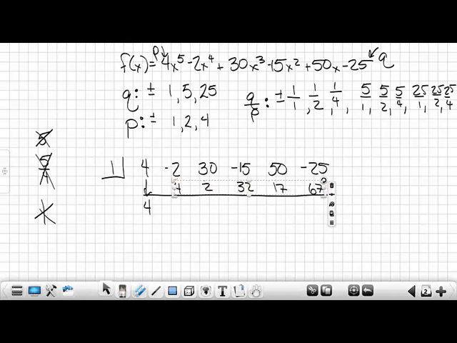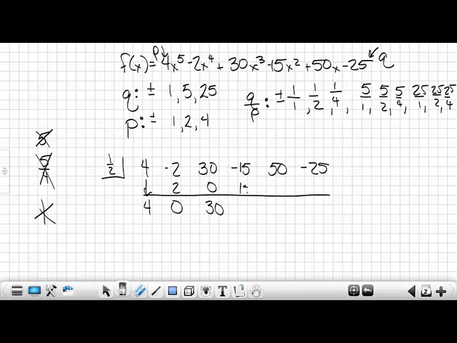1/2. Okay. Oh, I didn't erase it. Okay. 1/2. 1/2 times 4. 2. -2 plus 2. 1/2 times 0. 30 plus 1/2 times 0, 30 plus 0. 30. Half of 30. There we go.